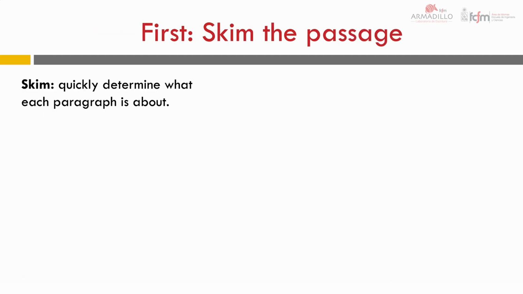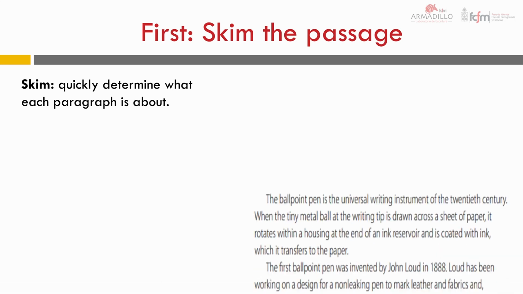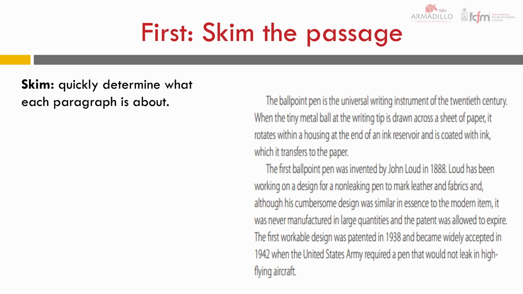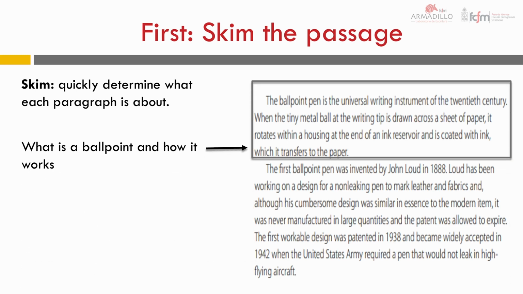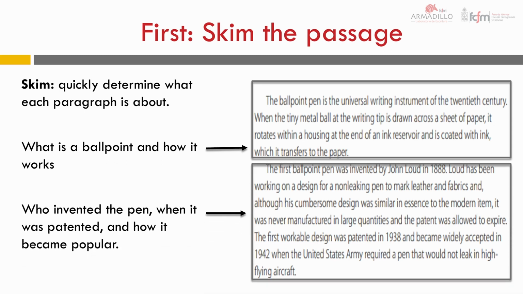Now let's look at the first strategy, to skim the passage. To skim means that you quickly determine what each paragraph is about. For example, in these 2 paragraphs, you can pause the video and see what is the content of each paragraph. You see that the first one is what is a ballpoint and how it works. And the second one is who invented the pen, when it was patented, and how it became popular.